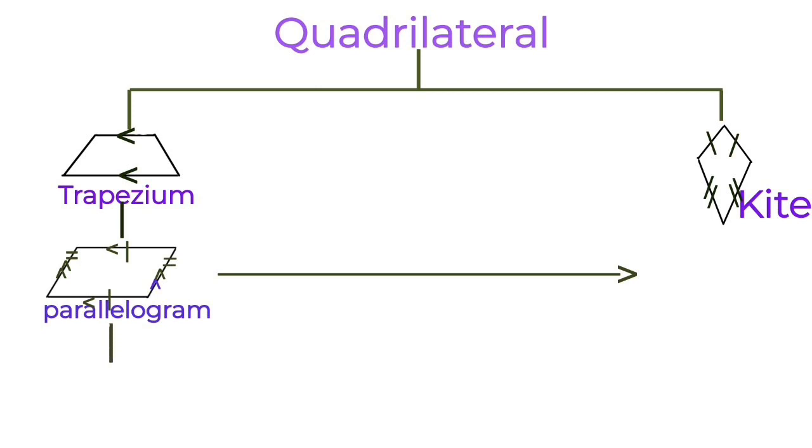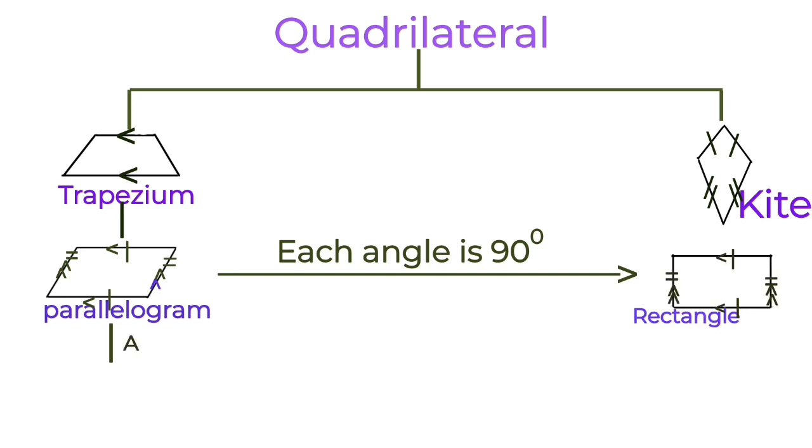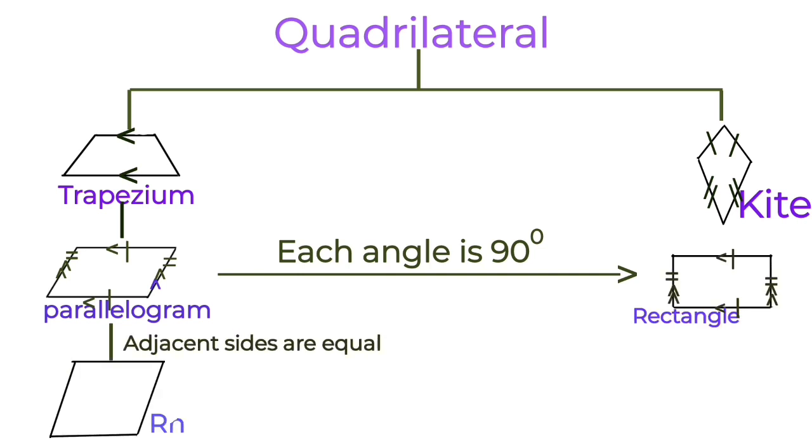If in parallelogram each angle is 90 degrees, then that becomes rectangle. If in parallelogram adjacent sides are equal, then that will be a rhombus. See the fourth type, rhombus. Each side is equal, adjacent sides are equal, two pairs of opposite sides are parallel and equal, angles are equal, diagonals bisect each other at 90 degrees.